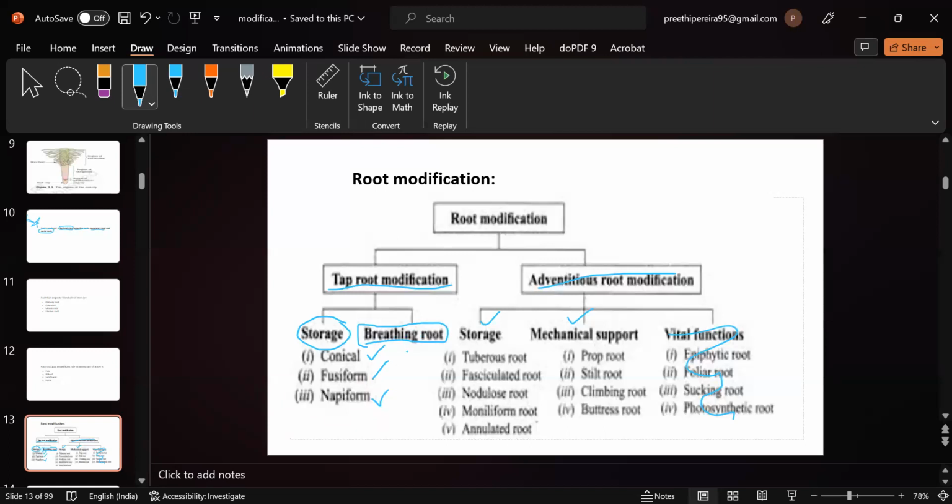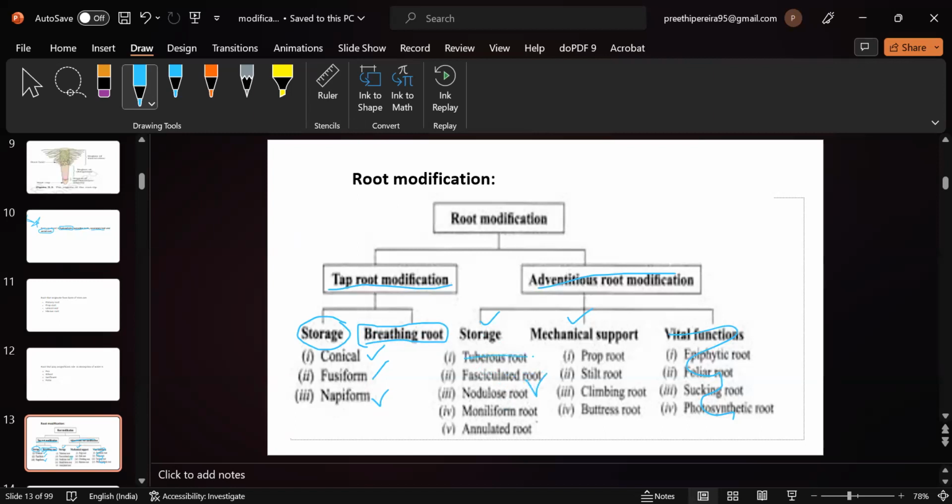Breathing के लिए you have two roots. I will write it over. I will just leave two space छोड़ो. Storage के लिए adventitious root for storage we have only one. That is fasciculated root. ये वाला, सिर्फ ये वाला.